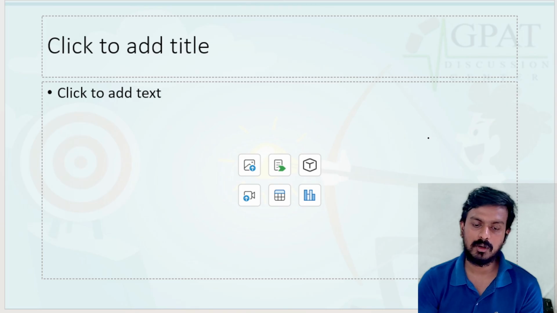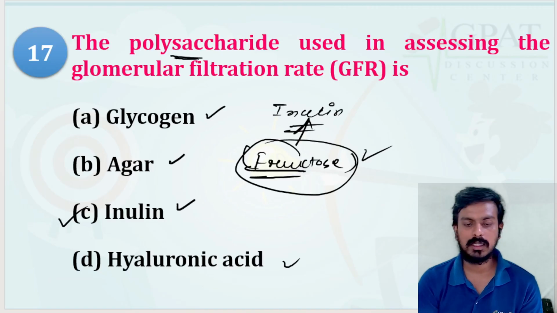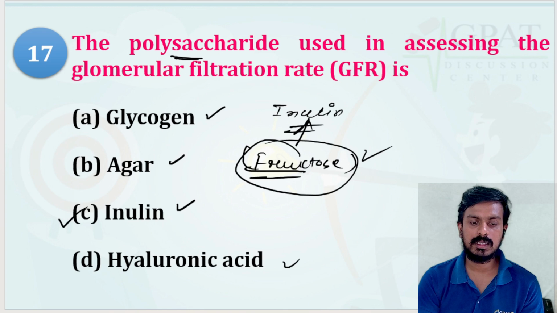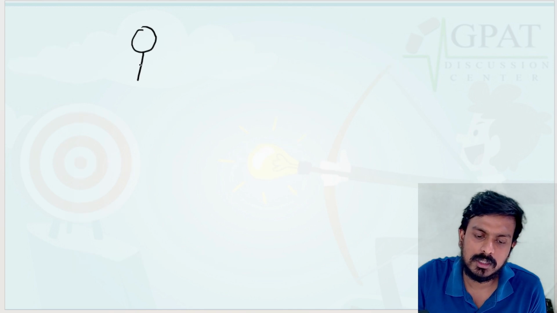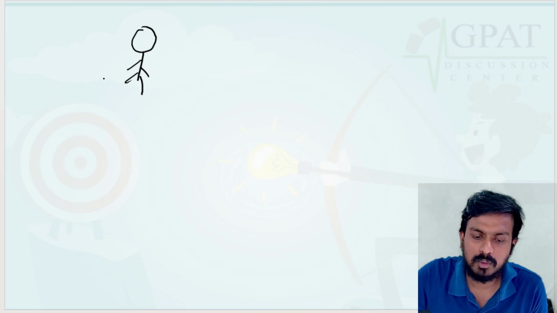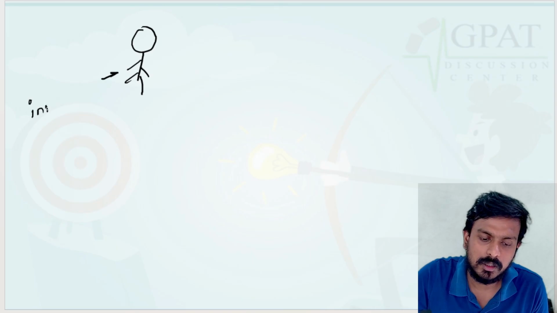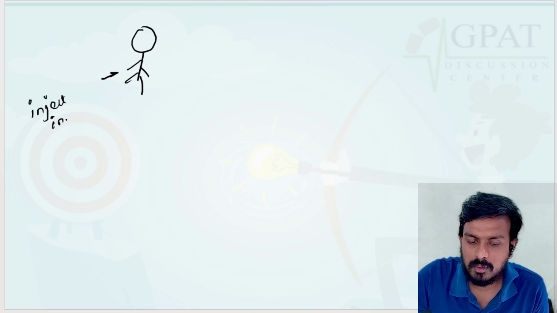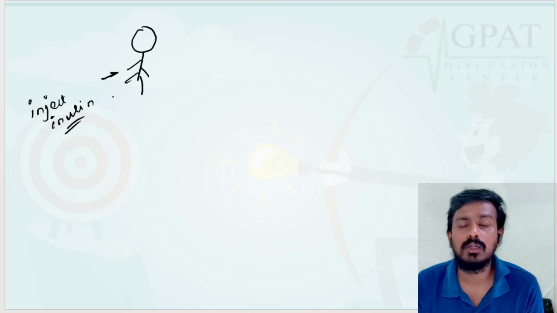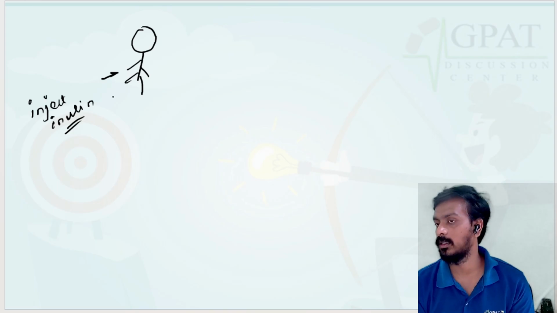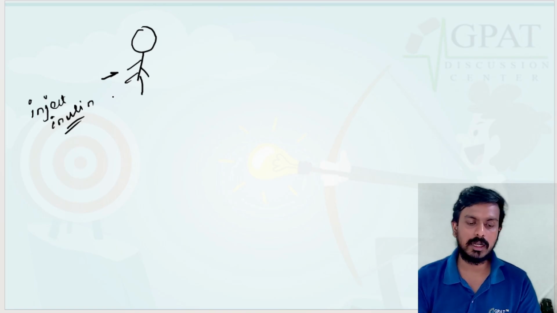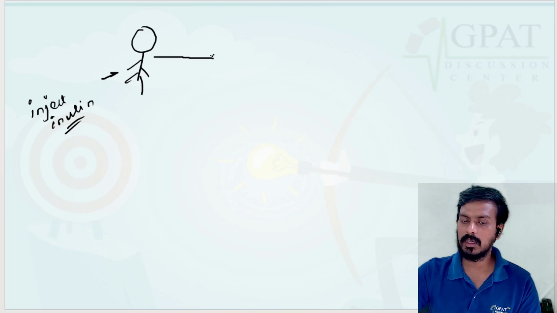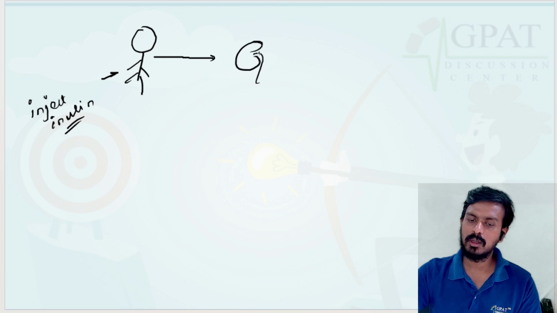Sometimes students are confused about how inulin acts in our body to assess the glomerular filtration rate. So, for a human, we have to inject inulin. Inulin is a polymer of fructose, a derivative of fructose. It is non-metabolizable and does not degrade. So whatever amount of inulin you inject has to be eliminated by the kidney in the form of urine.